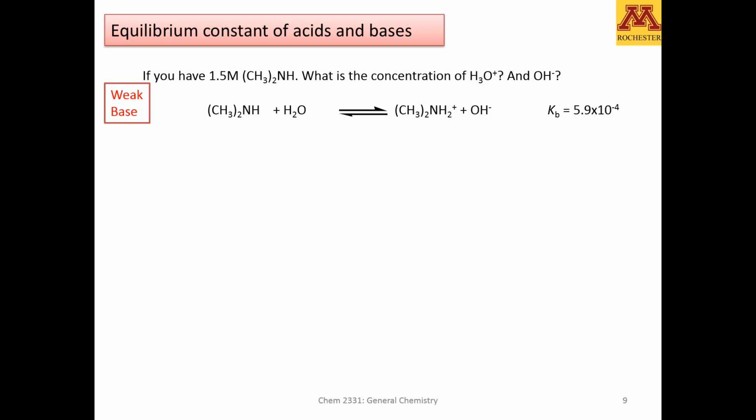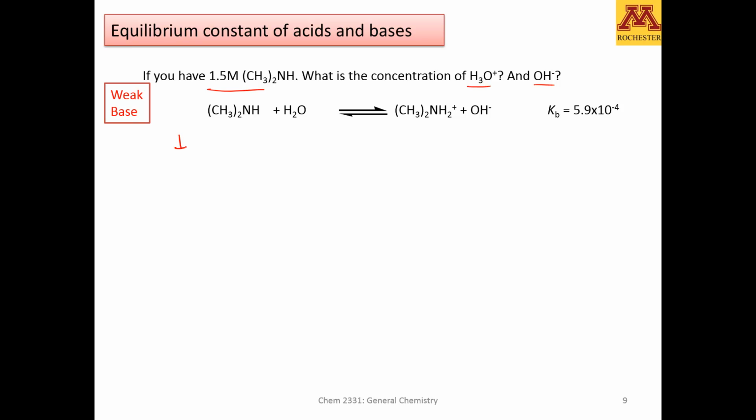In our previous video, we calculated the concentrations of hydroxide, hydronium, acetate, and acetic acid in a solution of acetic acid. We used the Ka and applied the ICE table. Let's see how different that is when the solution contains a base. In this case, we have dimethylamine, at 1.5 molar. And the question is, what are the concentrations at equilibrium, in particular hydronium and hydroxide? Let's see if we can figure that out.